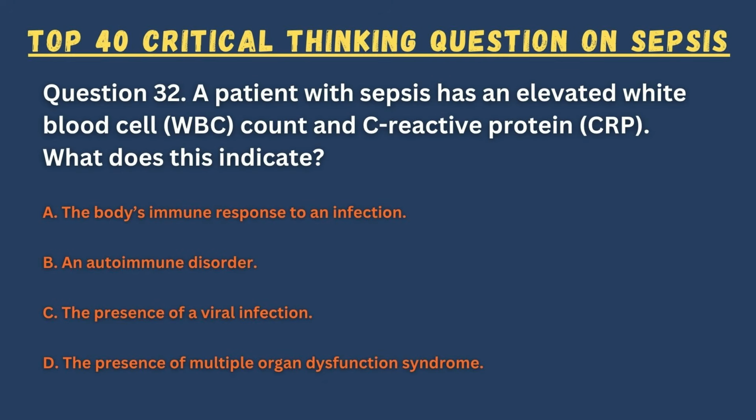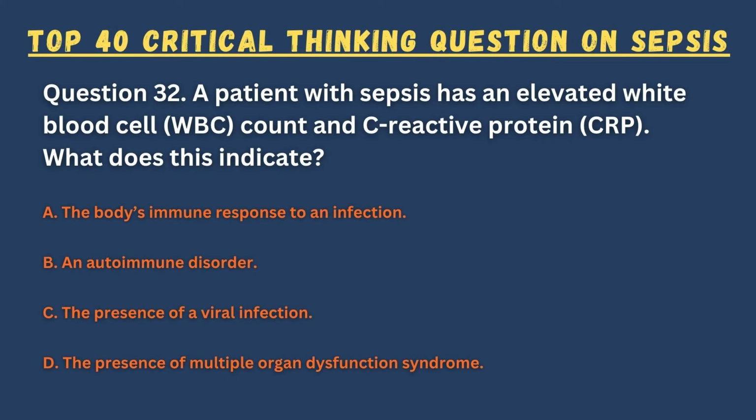Question 32. A patient with sepsis has an elevated white blood cell (WBC) count and C-reactive protein (CRP). What does this indicate? A. The body's immune response to an infection. B. An autoimmune disorder. C.